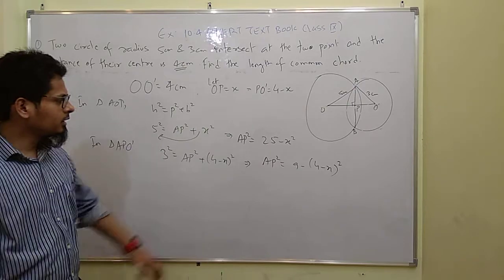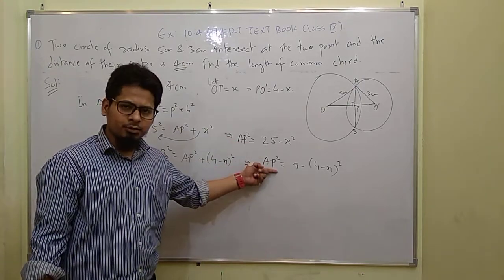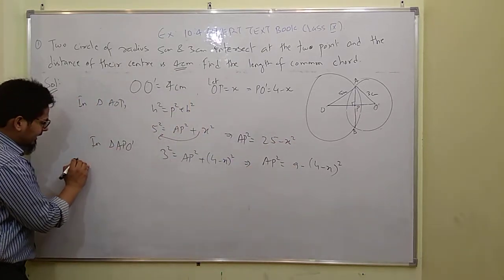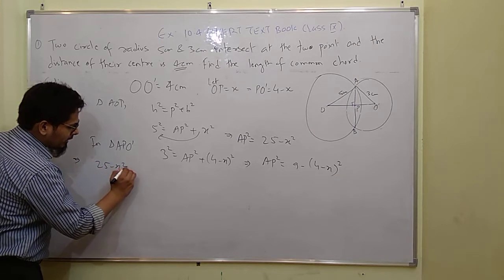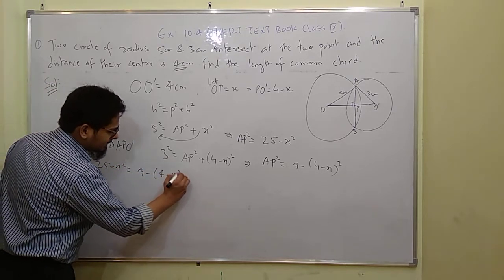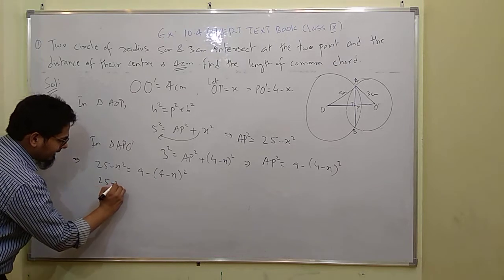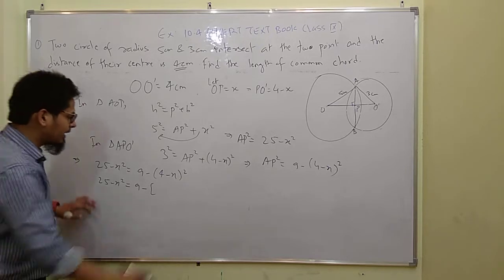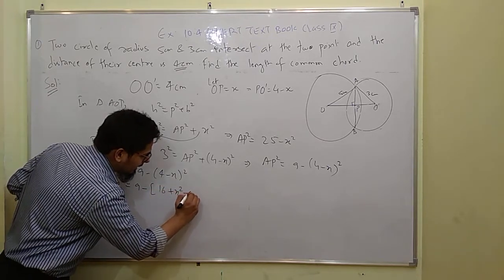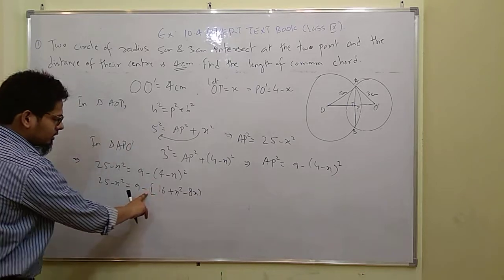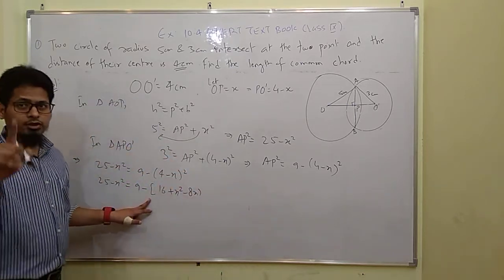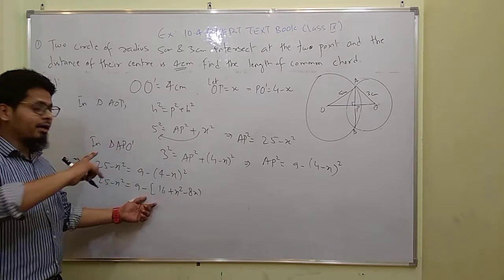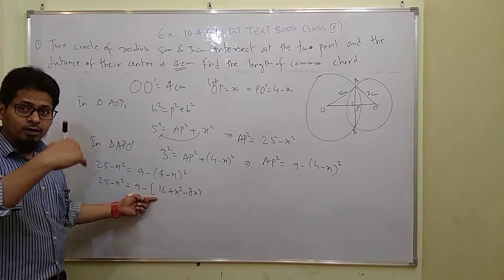Clear? Now I'll equate them. It is AP square, it is AP square, that value will be equal to this one. So from these two things I write here, implying that 25 minus x square is equal to 9 minus 4 minus x of whole square. First I open this bracket by the formula a minus b of whole square, which is a square plus b square minus 2ab. Everyone should know, and will know, that if you open the bracket and there is a minus sign before it, then the signs will reverse.